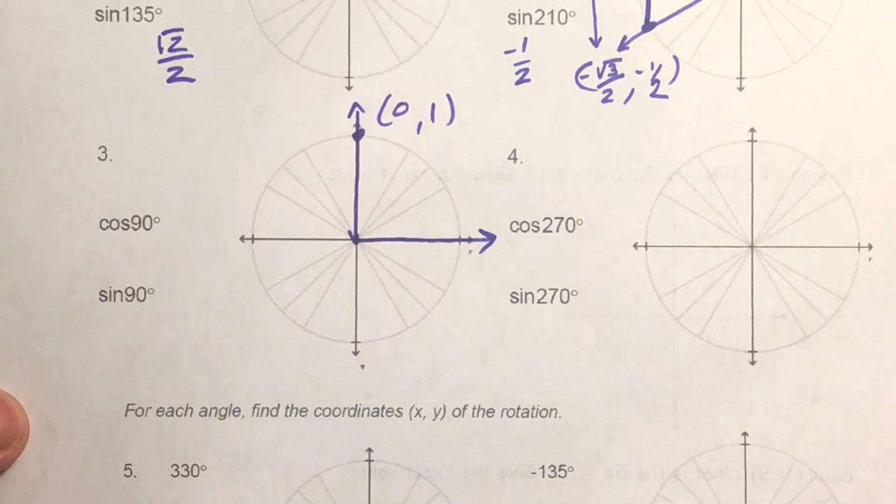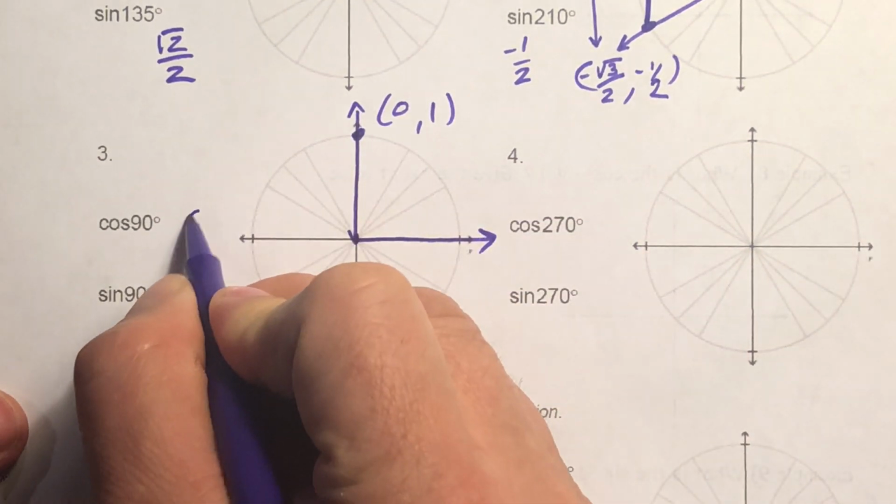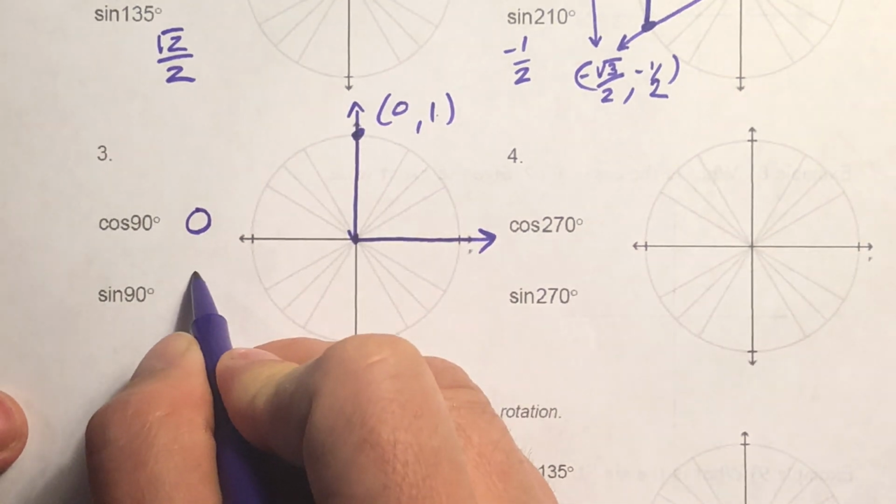Okay, all right. So what's the cosine of 90? The cosine of 90 is the x-coordinate, which is 0, and the sine of 90, which is the y-coordinate, is 1.